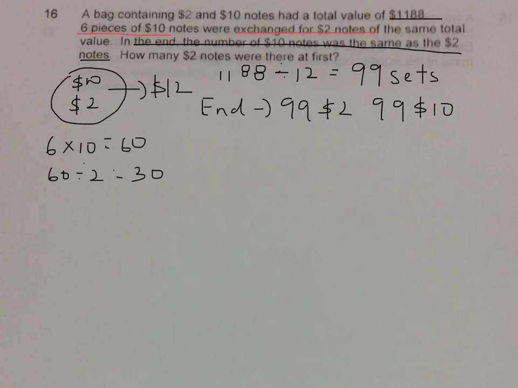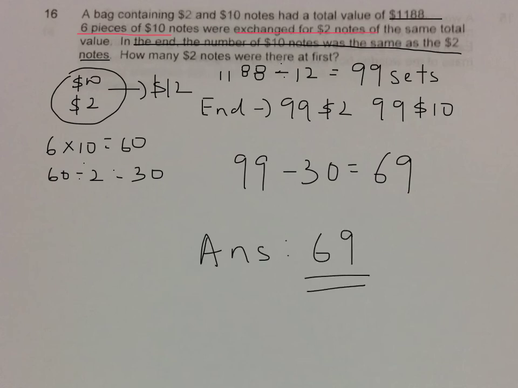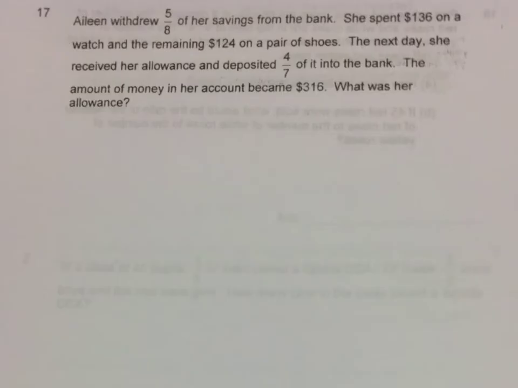So at the end, we have 99. We minus away the 30 that we exchanged, we have 69. So originally, we have 69 pieces of $2 notes. So the answer is 69. Okay, we move on to question 17.